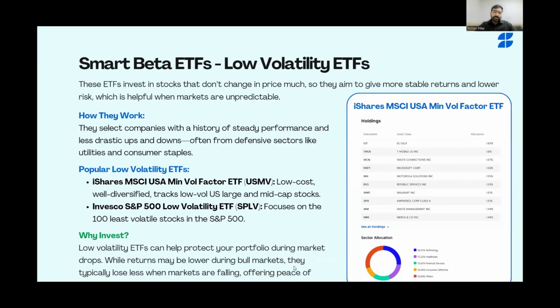The next ETF that we are covering is low volatility ETFs. Low volatility ETFs invest in stocks that fluctuate less in price, aiming to provide smoother, more stable returns over time. The benefit of such ETFs is that they reduce portfolio risk and help cushion losses during market downturns, making them more valuable in volatile or uncertain market conditions.